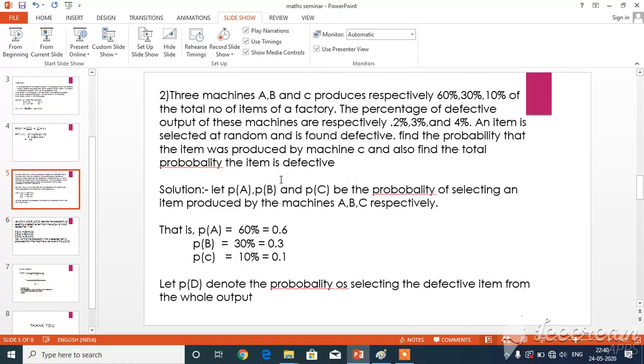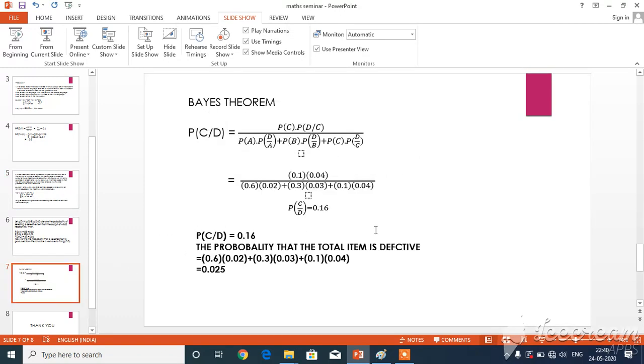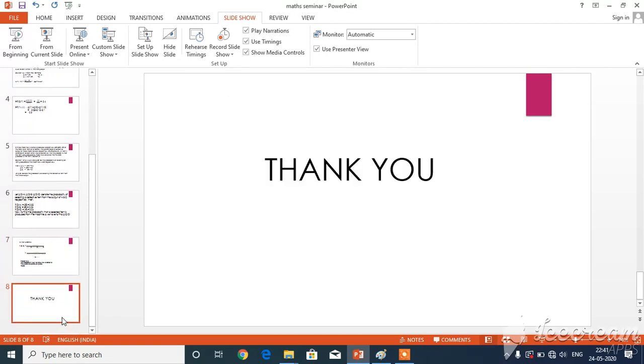They are also asking for the total defective items. The probability that an item is defective is 0.6 times 0.02 plus 0.3 times 0.03 plus 0.1 times 0.04. If you add all this, you will get the total probability of defective, 0.025. Thank you.